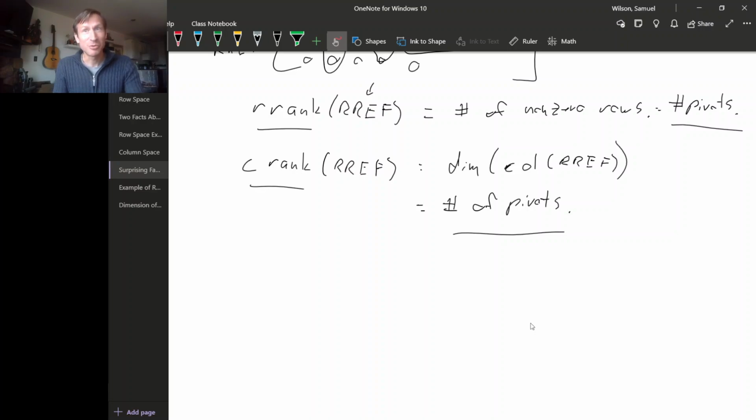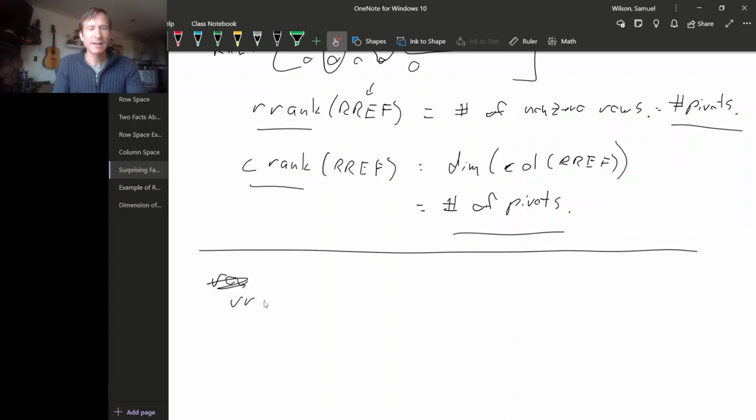Now we're done. The big picture here is that the row rank of a matrix A is equal to the row rank of its reduced row echelon form, because the row spaces are the same. But for reduced row echelon form, the row rank is equal to the column rank. That's what we just showed.